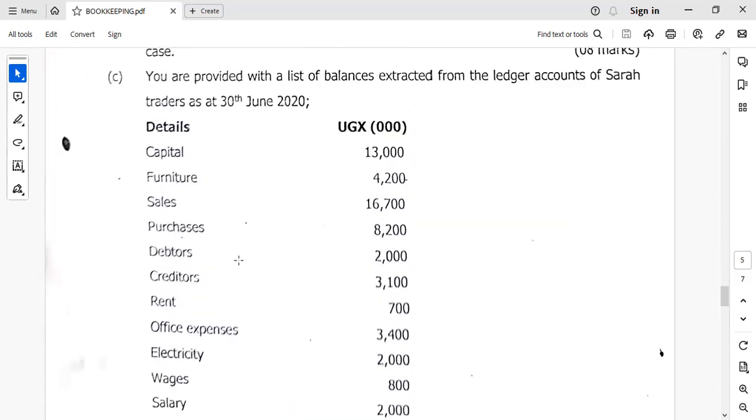Now, here, of course, they have done the balancing of the different accounts. They have just given you the list of balances, so they want you to come up with a simple trial balance. There is something you simply need to learn, which I normally give to my students to remember how to come up with the trial balance. There is this simple acronym, which is known as DEAD CLIC.